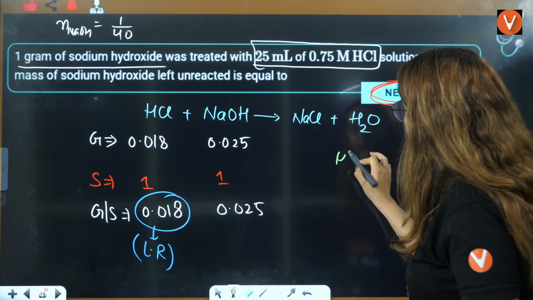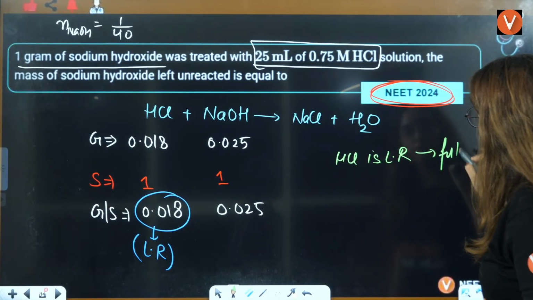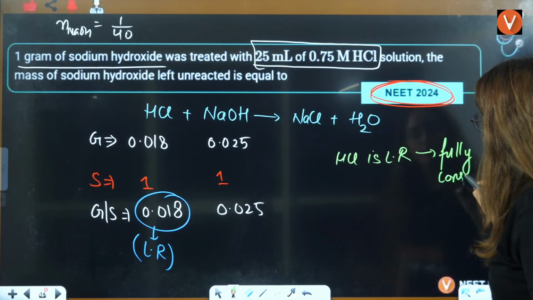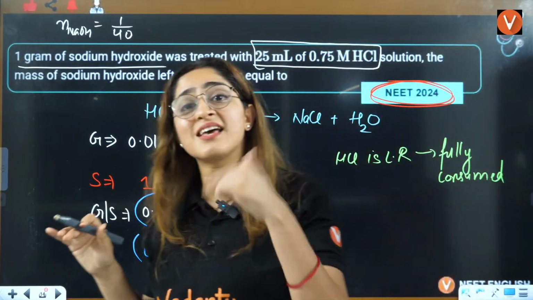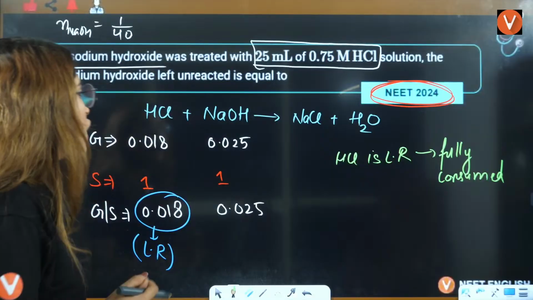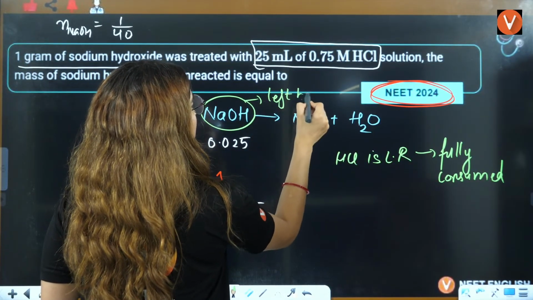You can say this here. HCl is limiting reagent. So it will be fully consumed. Limiting reagent, it will be fully consumed in the reaction. Excess reagent will be left behind. So this NaOH will be left behind.